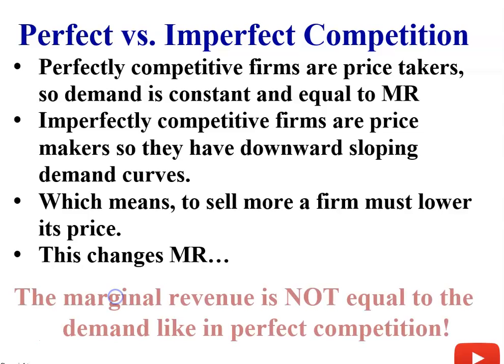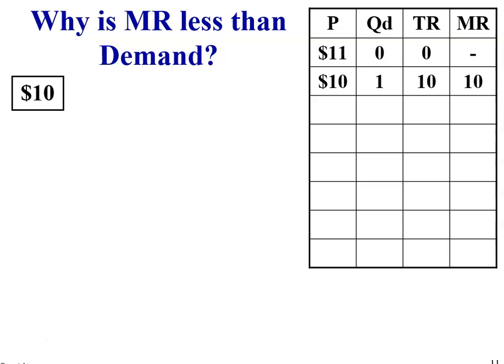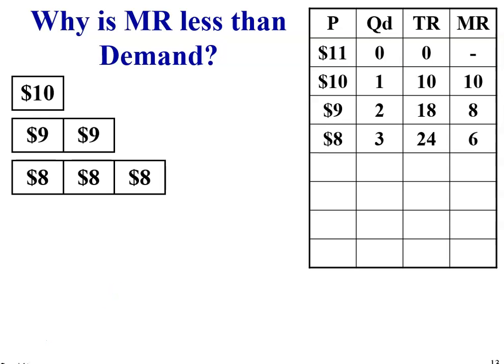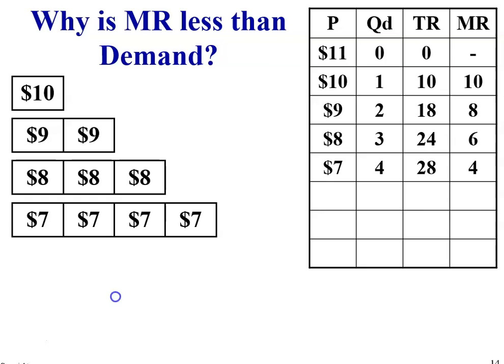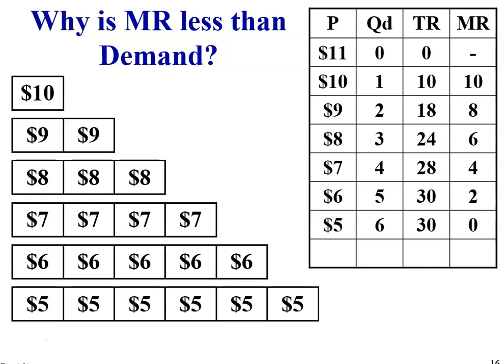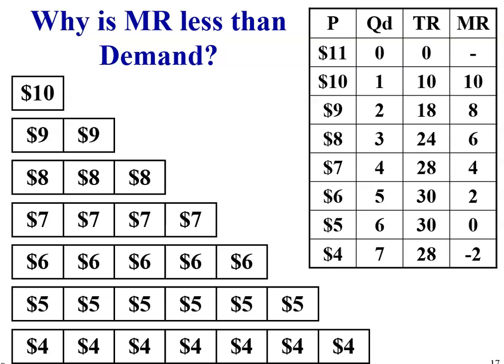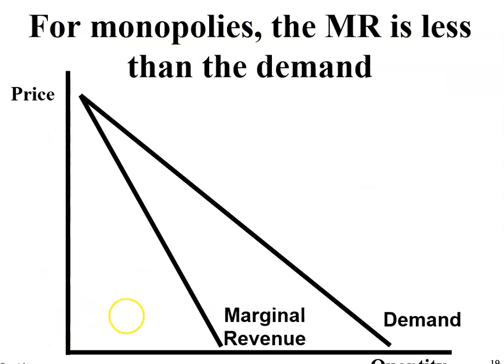This fact changes marginal revenue. Marginal revenue is not equal to demand like it was in perfect competition. So, if a firm wants to sell more because they're facing the downward sloping demand curve, they have to lower their price, even though they're in a monopoly situation. So marginal revenue is going to fall. Marginal revenue on a graph for a monopoly is going to be below the demand curve.